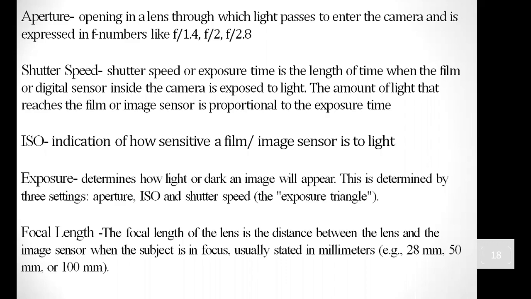The focal length of the lens is the distance between the lens and the image sensor when the subject is in focus. Usually it is displayed in millimeters. On the lens itself, you can see whether it is 50 mm, 100 mm or 28 mm, such kind of thing.